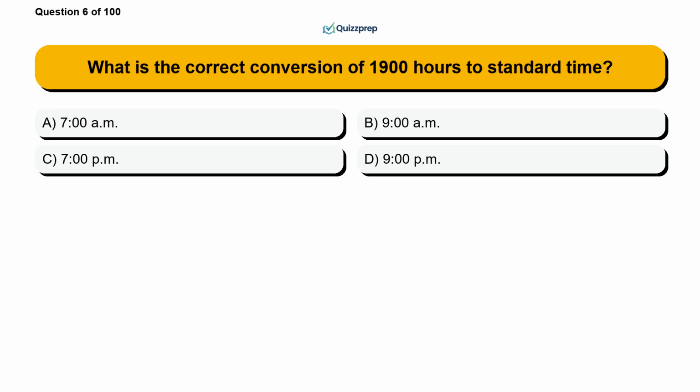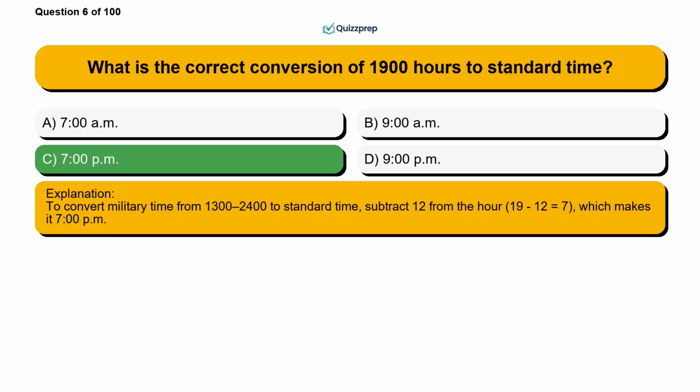Question 6. What is the correct conversion of 1900 hours to standard time? Option A, 7 a.m. Option B, 9 a.m. Option C, 7 p.m. Option D, 9 p.m. The correct answer is option C, 7 p.m. To convert military time from 1300 to 2400 to standard time, subtract 12 from the hour. 19 minus 12 equals 7, which makes it 7 p.m.